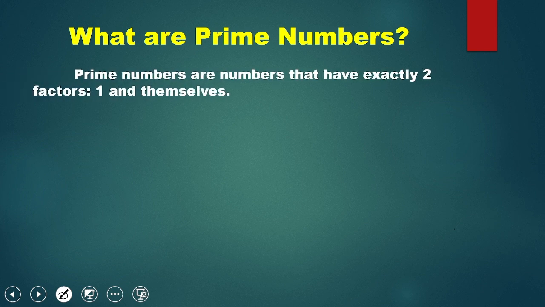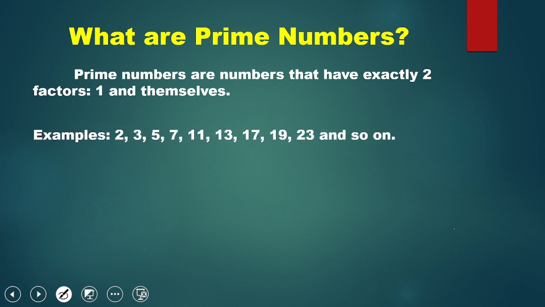Prime numbers are numbers that have exactly two factors, 1 and themselves. This means that they can only be divided by 1 and themselves. Examples: 2, 3, 5, 7, 11, 13, 17, 19, 23, and so on.